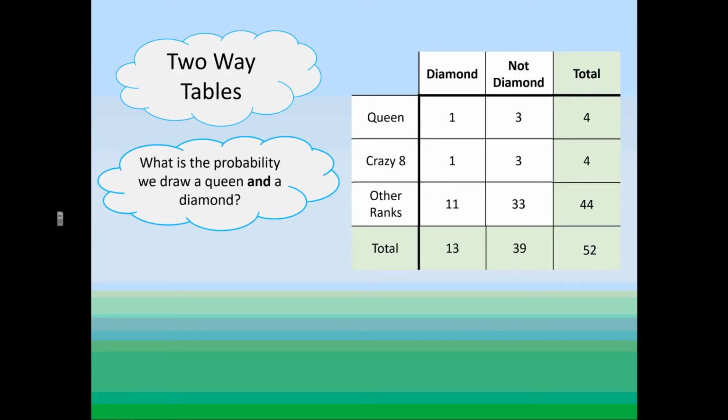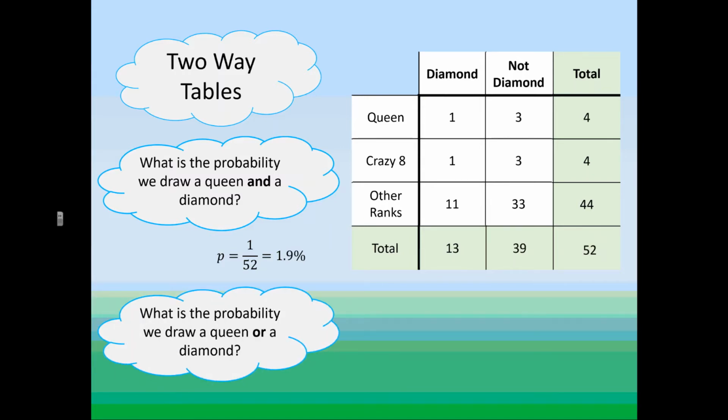So what is the probability we draw a queen and a diamond? Well, a queen and a diamond would be right there, that one card that is both a queen and a diamond. So 1 out of the full 52 cards. That is how we use a two-way table. However, although the two-way table makes something simpler, it makes other things more complicated.